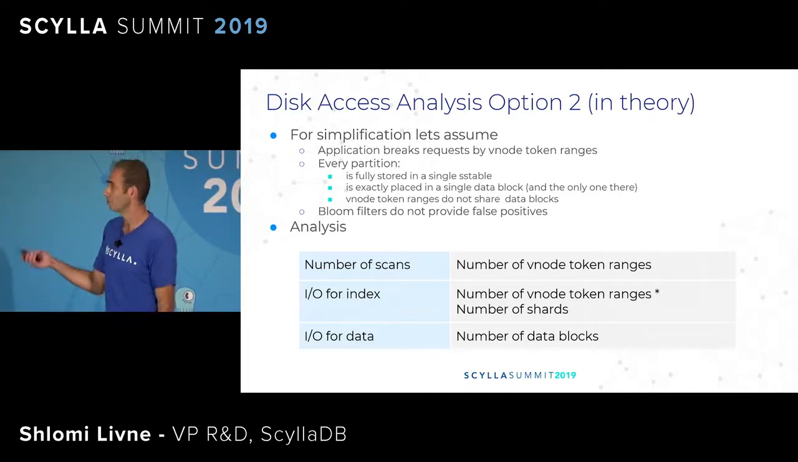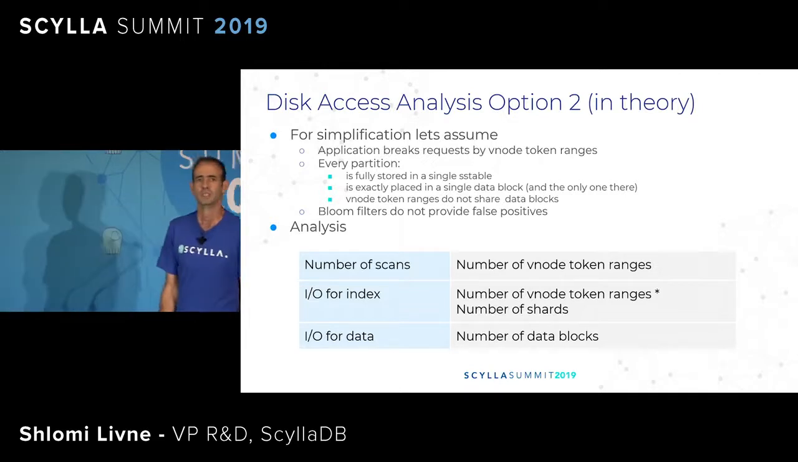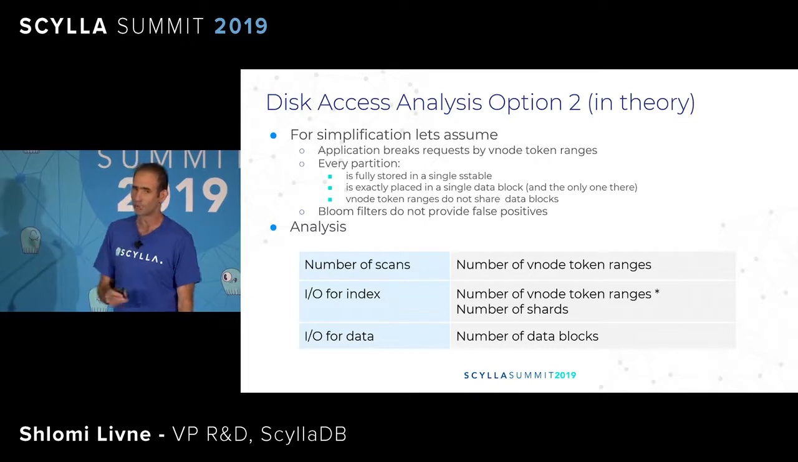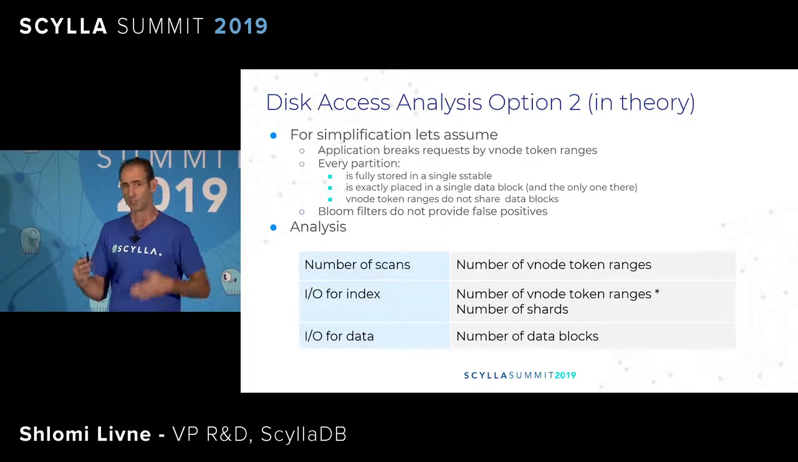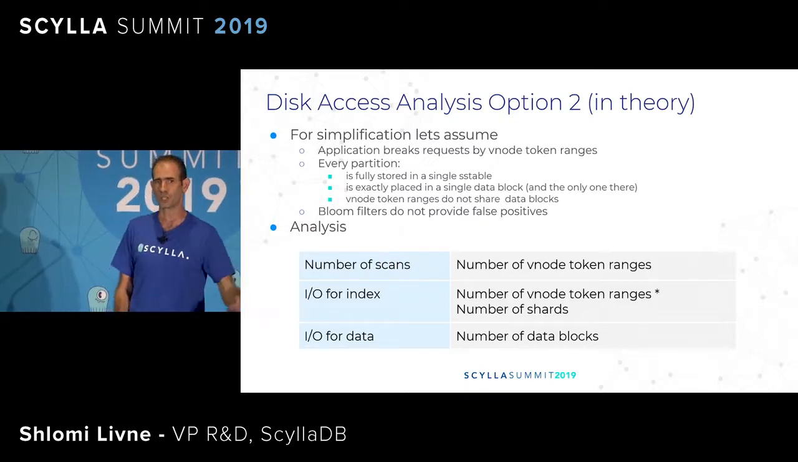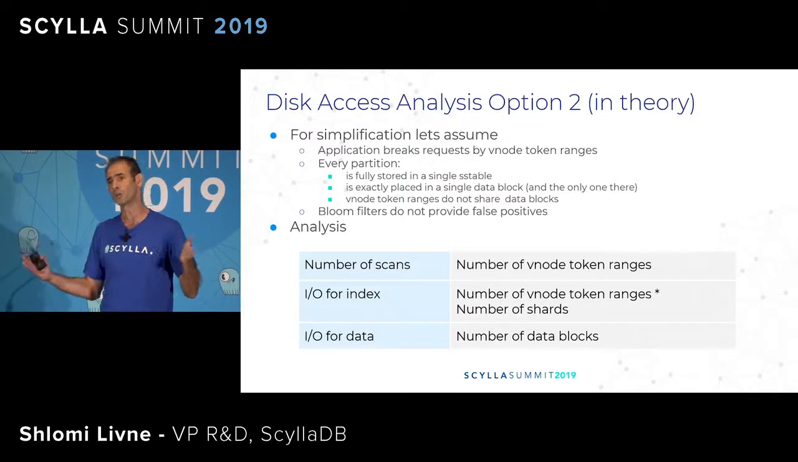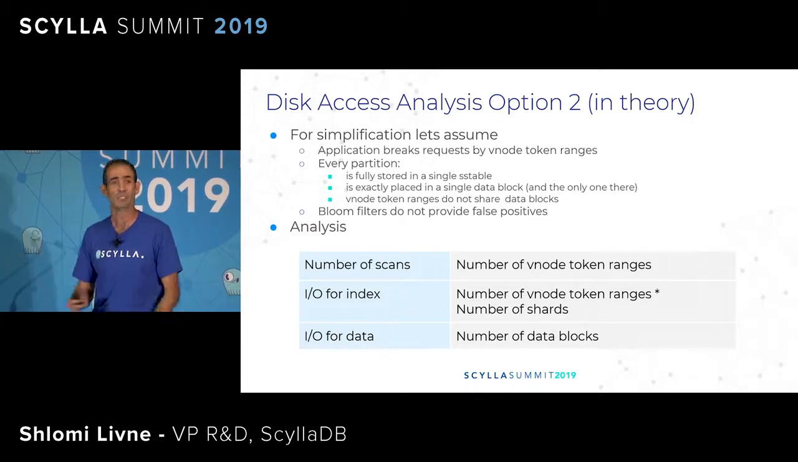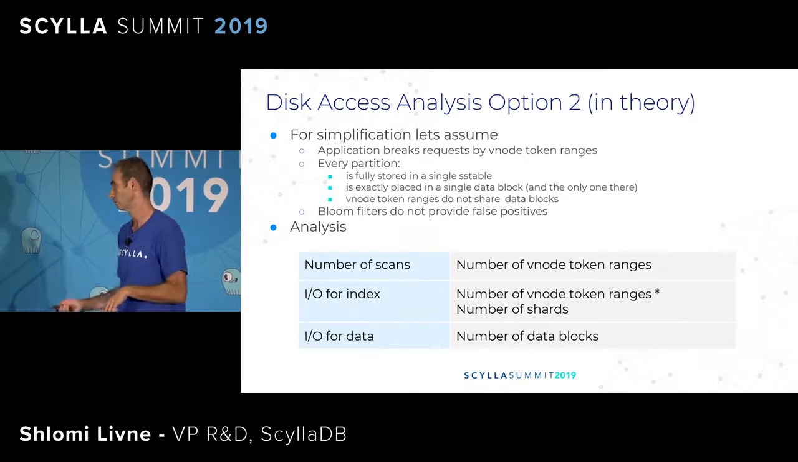And it's using the same assumptions. So the number of scans that we need to do is the number of vnode token ranges. The number of IO for index is the number of vnode token ranges times the number of shards. So when Glauber was doing his single partitions, they were directed to a single shard. But when we're talking about a token range, then that token range is split up across all the shards in Scylla. If we're talking about reading the data, it's exactly the same. So we need to read all the data blocks for the sensors.